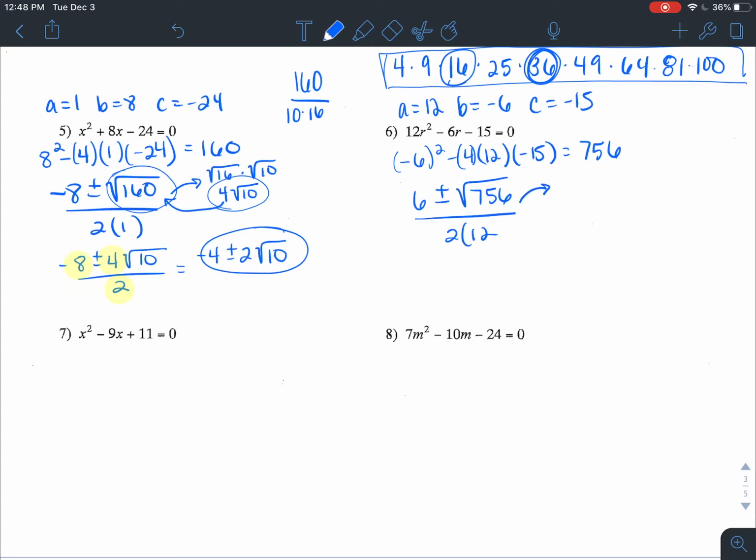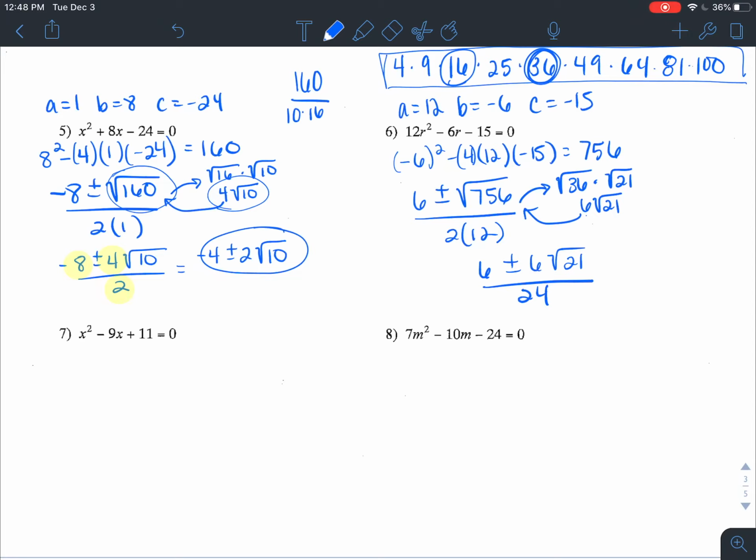Okay, so this breaks up into the square root of 36 times the square root of 21. Square root of 36 is 6. Square root of 21, I can't simplify, so it stays. So now, instead of writing the square root of 756, I'm writing 6 square root of 21. So I'm simplifying it. It's just like a fraction. You have 4/8. We're simplifying it to 1/2. So this becomes 6 plus or minus 6 radical 21 all over 2 times 12 gives me 24.